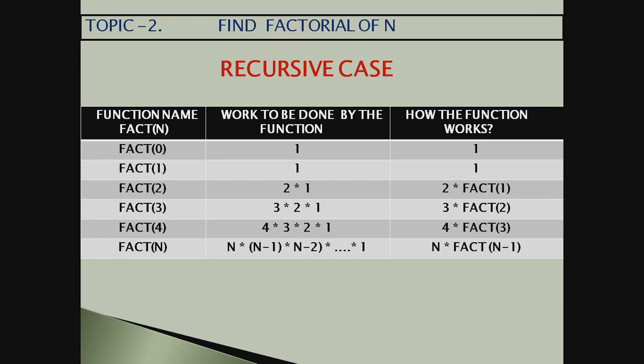It returns 1. And now fact 2 understands that fact 1 returned 1 to me. So 2 into 1 is 2. Therefore, fact 2 will now say the whole answer is 2. So how did it work? When we called fact 2, it called fact 1. Fact 1 gave the result back, a definite minimum result. That result was used by fact 2, and fact 2 understood that the end result is 2.